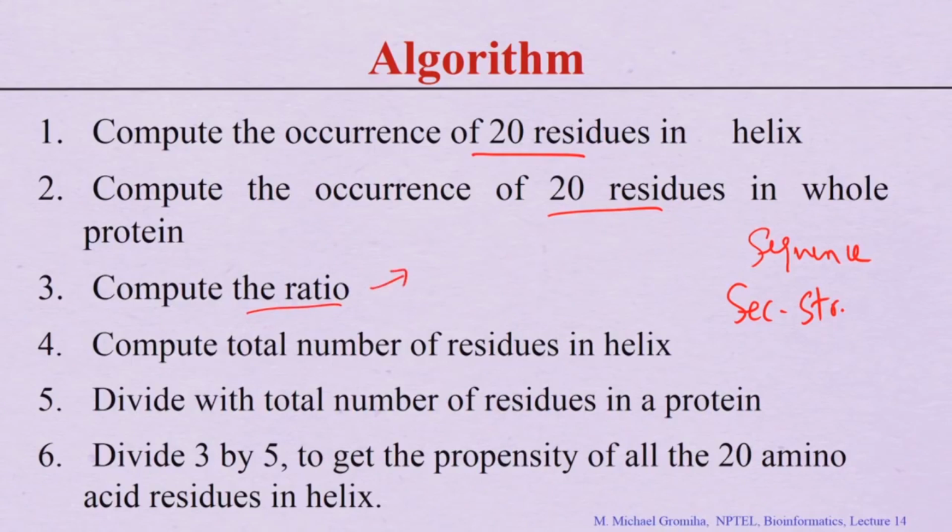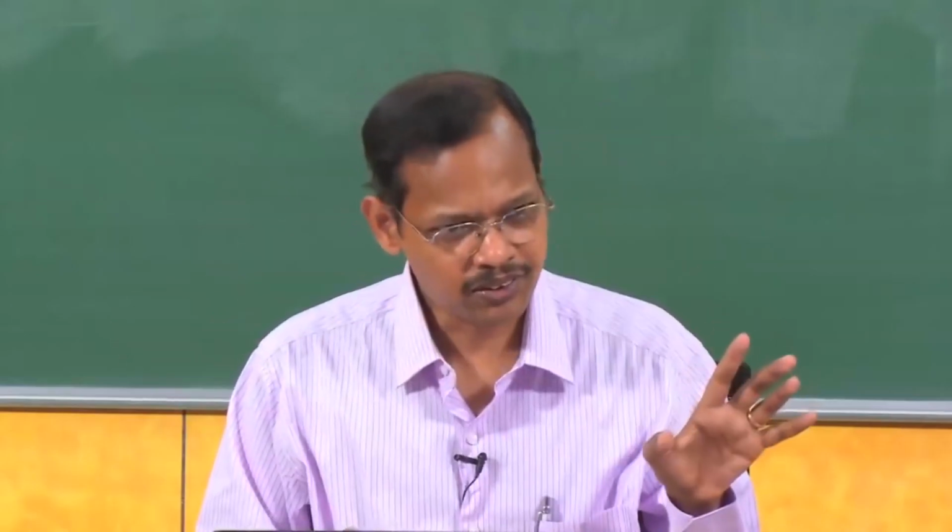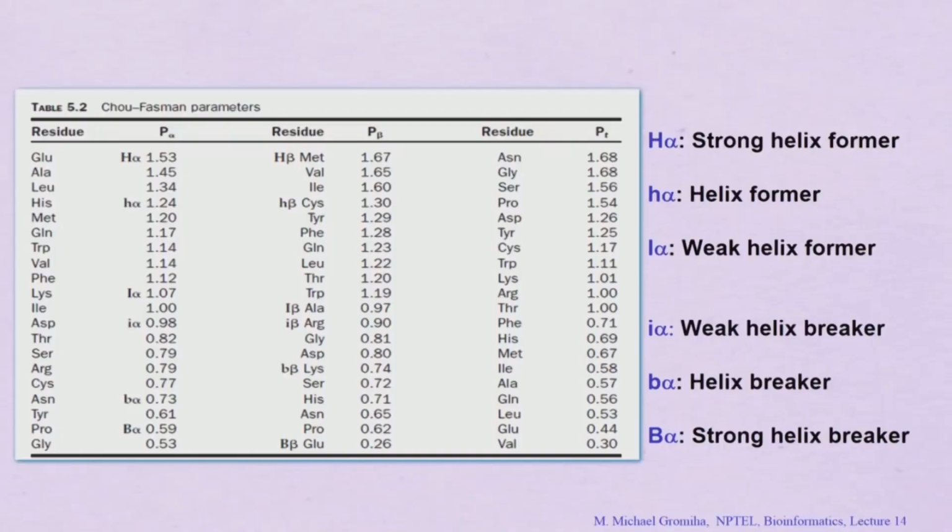This will give you a percentage of residues of type i in helix. Then, in the second step, you take the total number of residues in helix and the total number of residues in a protein, that is n alpha by n. This will give you the percentage of residues in alpha helix. Then you divide this by this, and you get the propensity of all the 20 residues in helix. You can repeat this for all the proteins and finally you can get the propensity values.